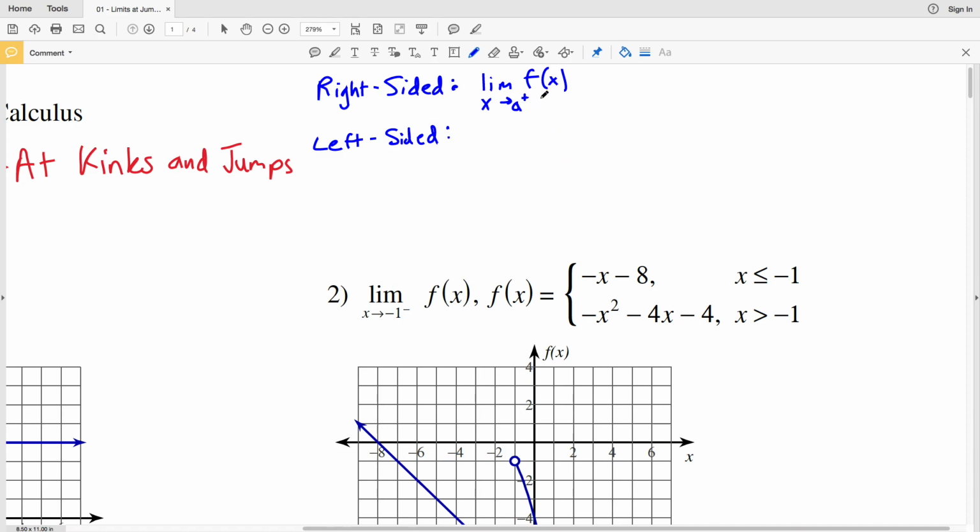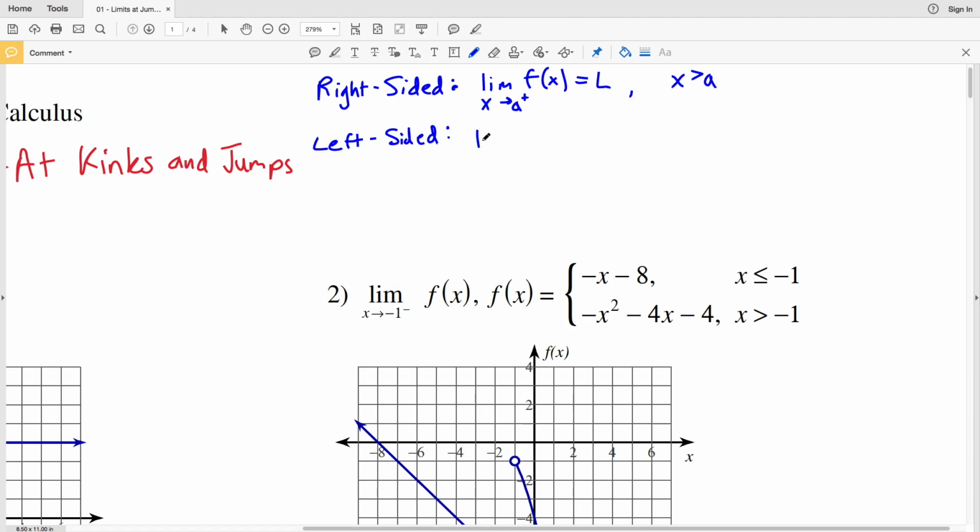That means that we're looking at the limit, and let's say that limit equals L. So the limit of f of x as x approaches a from the right means that we're looking for the limit coming from the right. So x being near a, those x values are going to be greater than a. That's coming from the right.